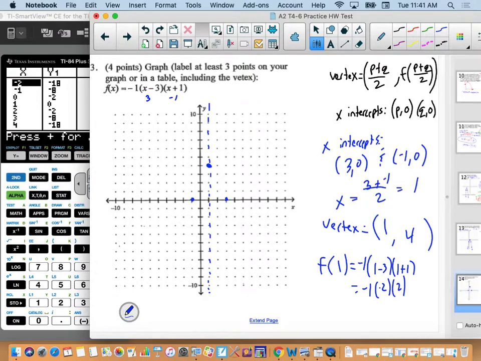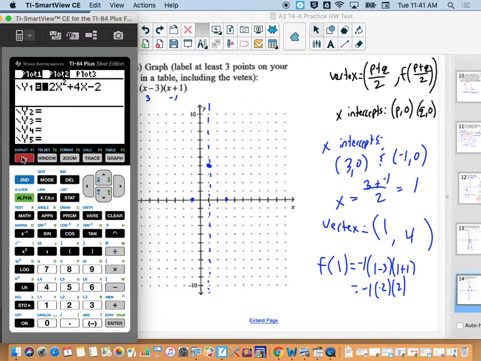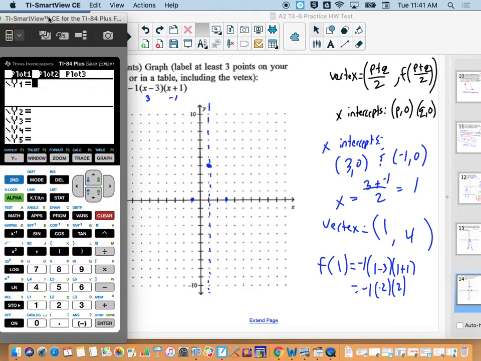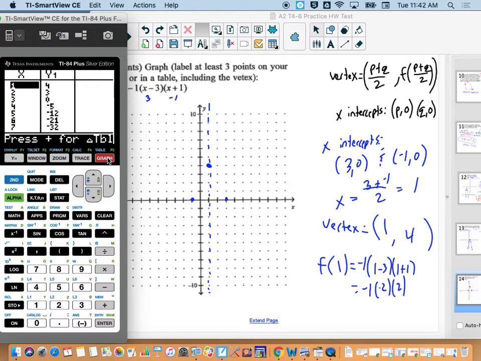Now, that's 3 points, but I want to look at the table just to check my work and also make sure I have a nice accurate graph. So I'm going to type in that equation, negative 1 times x minus 3 times x plus 1. You absolutely need those parentheses in there. I'm going to look at my table. Well, let's just start with the vertex around 1. So I can see I've got the point 1, 4.